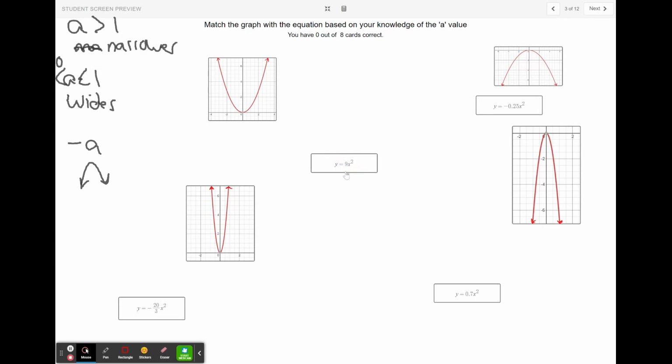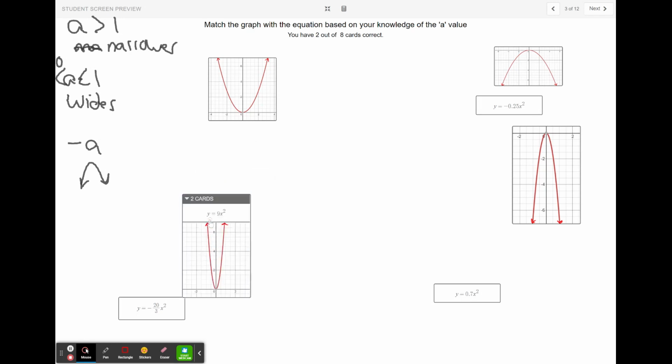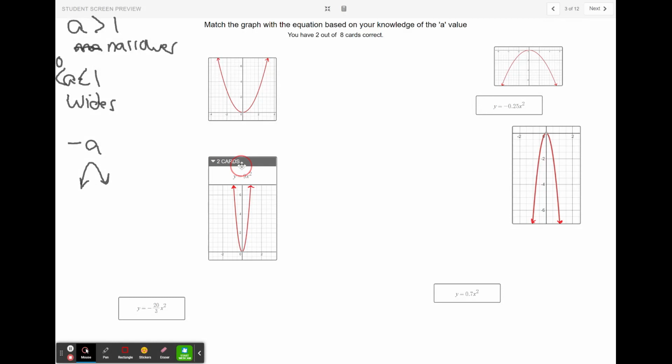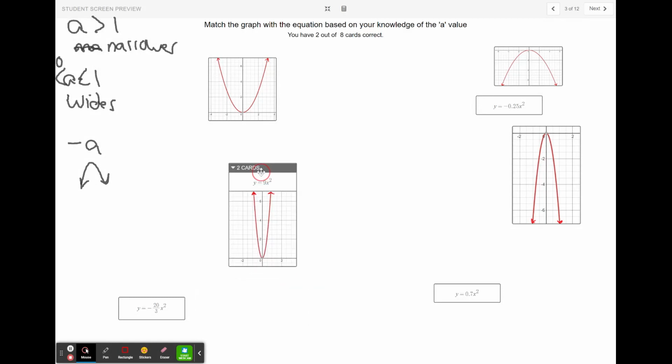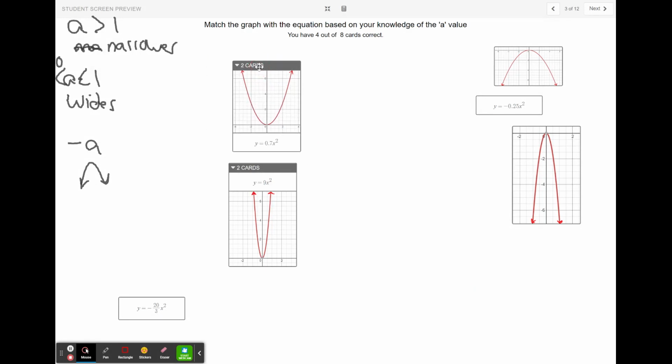So my A for 9x squared is 9, so that's a bigger number than 1. So my graph is narrower, however you want to say it. Now 0.7 is like 70 cents. That's between 0 and 1. So that's a wider graph, and it's positive, so it's pointing upwards.